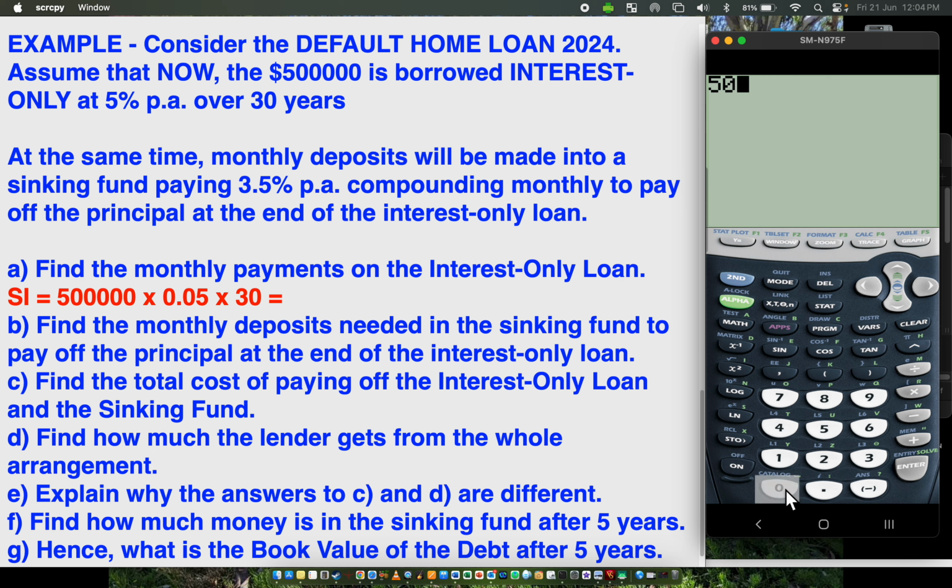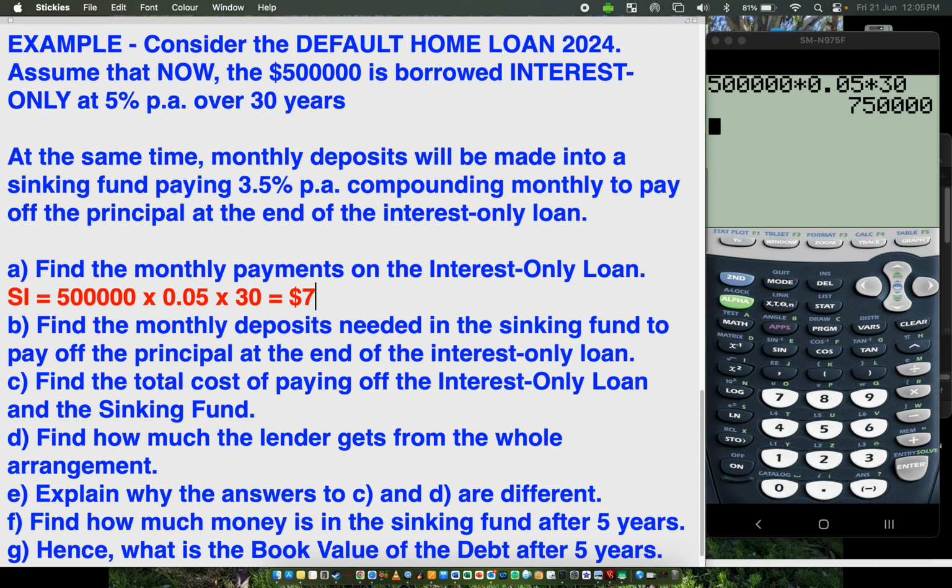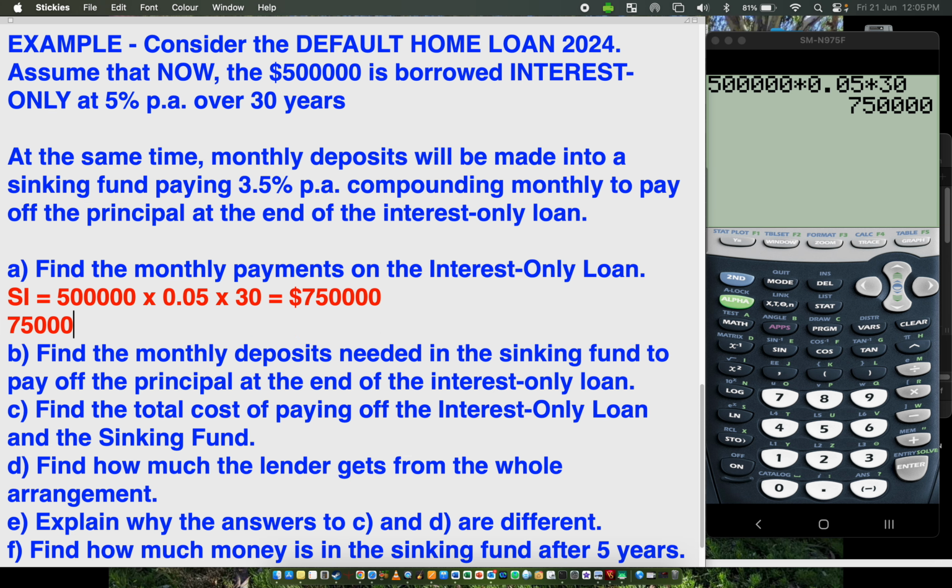So 500 grand times 0.05 times by 30. So that interest-only loan, I'm going to pay $750,000 in interest over the life of the loan. But this is asking me, find the monthly payments. How many months are there in 30 years? Good. So you go 750 grand divided by 360 equals $2,083.33.